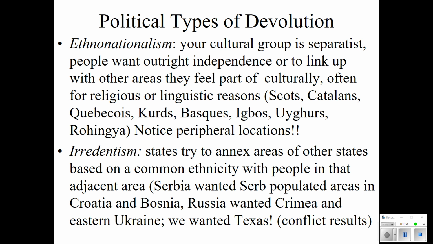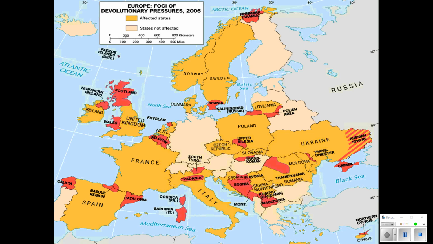Same thing happened, of course, with the breakup of Yugoslavia, where Serbia was saying, hey, inside Bosnia, inside Croatia, there are ethnic Serb people living there. They're getting picked on. They're getting persecuted. We have to go in and defend them because they are our brothers. They're our ethnic Serb cousins, and we have to go in and protect them. And we want that territory to be part of Serbia. So those are the two basic types of devolution that you'll see.